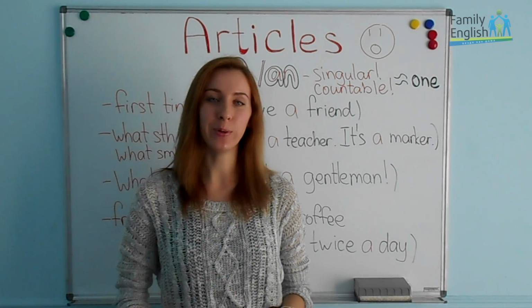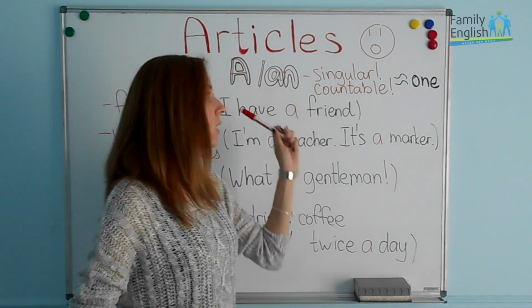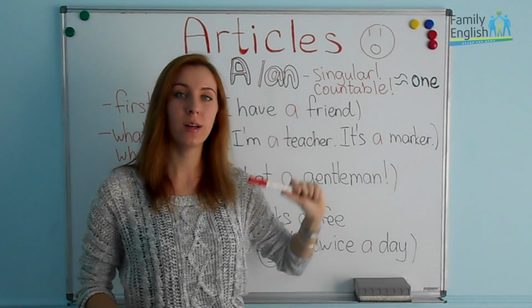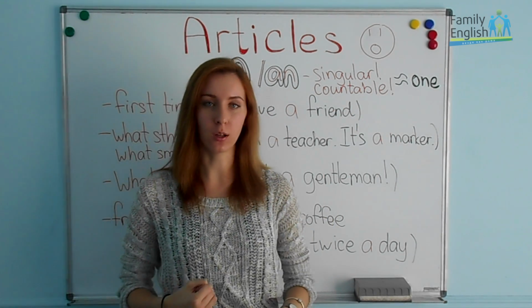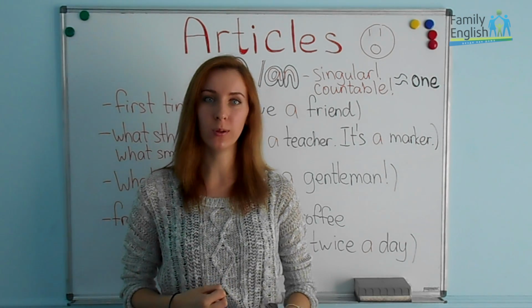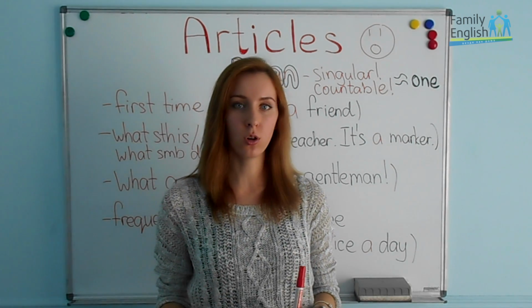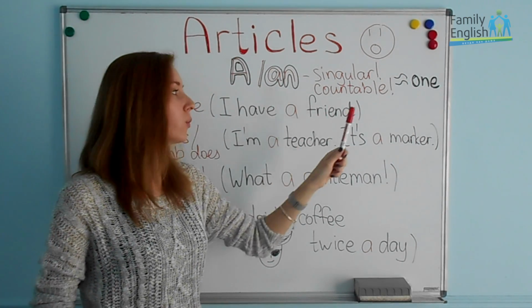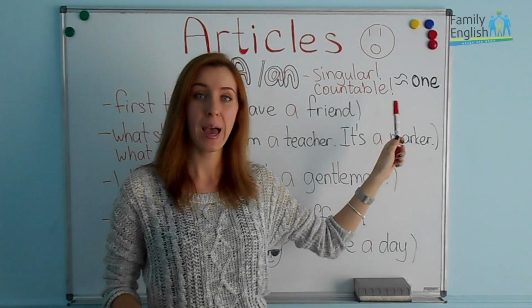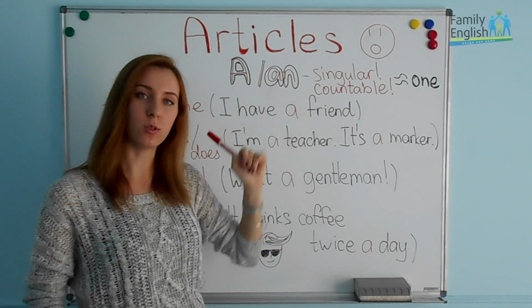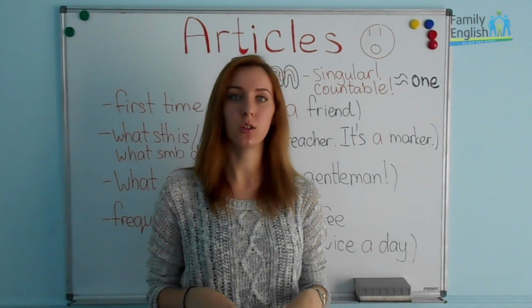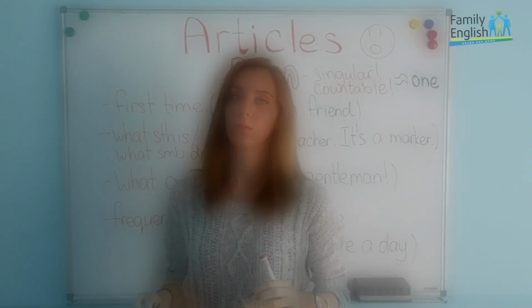First of all, remember that you can only use a or an with singular and countable nouns. Only singular, only countable nouns. If you're not sure, try to replace an article with the word one. And if it works, then you can use a or an. Let's see in which cases we need an indefinite article.